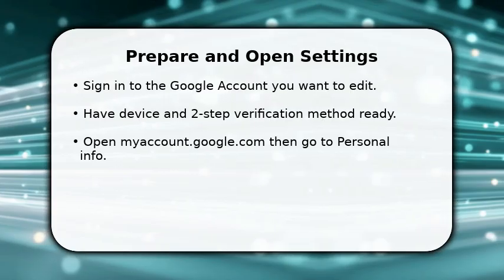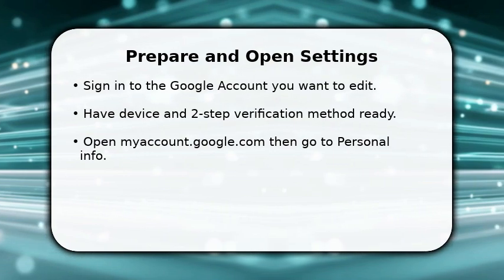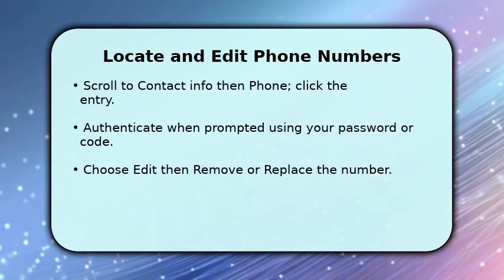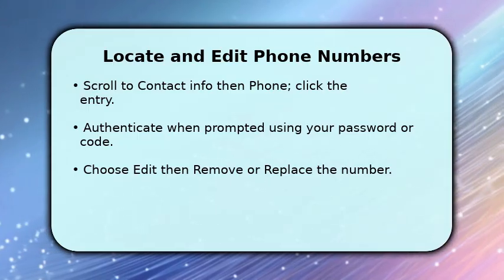If you're on a phone, use the browser's desktop mode for full options. Otherwise, the desktop flow is fastest and clearer. Once in Personal Info, scroll to Contact Info and select Phone so you can see listed numbers.